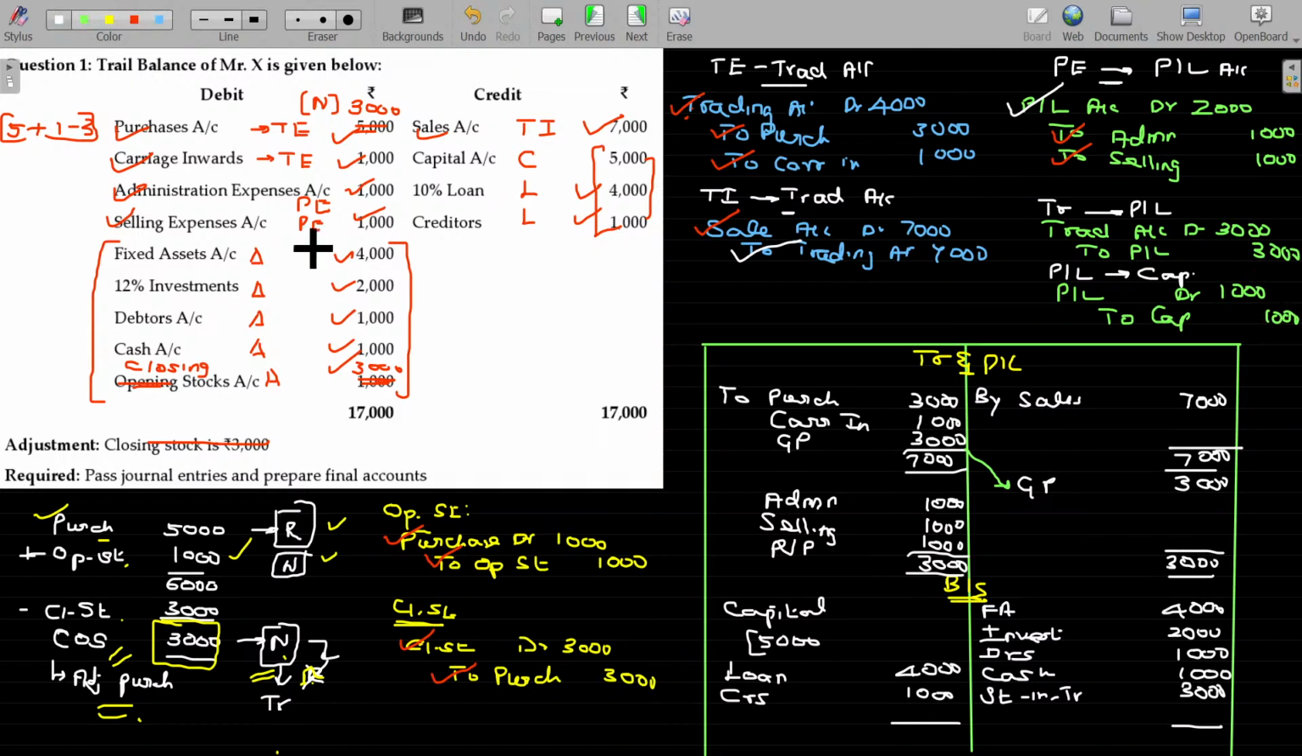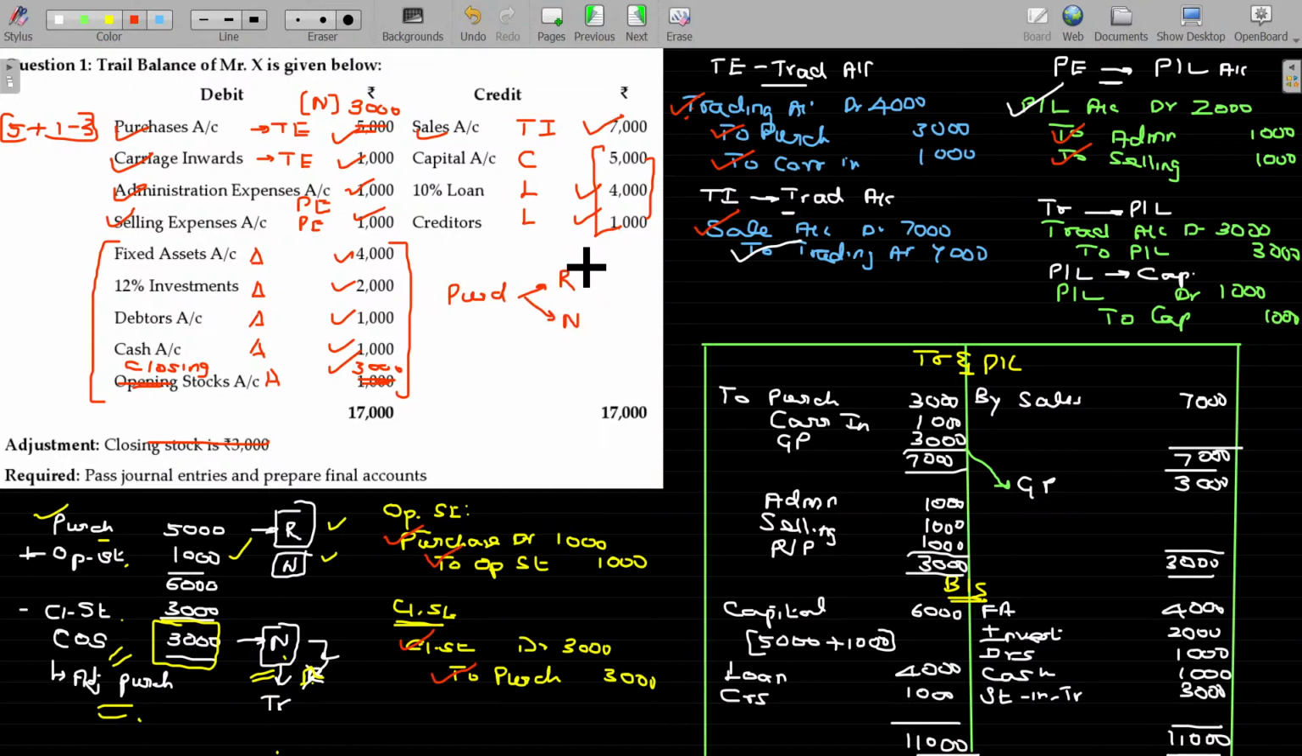By doing this, the capital account is going to be increased by 1,000 rupees. Now the capital account balance being 6,000. On tallying the balance sheet, it's 11,000. 11,000.